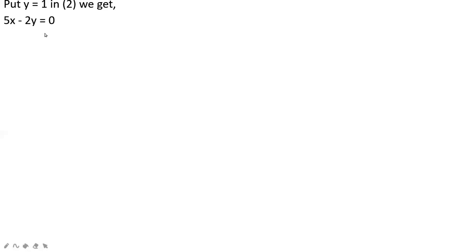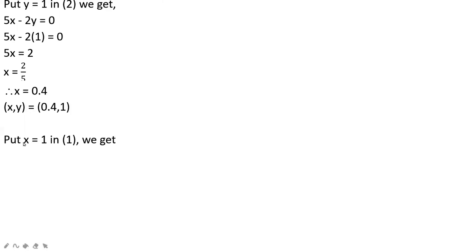So what will we get for x comma y? We will get x comma y as 0 comma 0. That is the origin. So that point we cannot take. So that is why in this equation we will not substitute x as 0 or y as 0. Instead, we are substituting y as 1. So we get 5x minus 2 into 1 is 0. So we get 5x is equals to 2. So our x is 2 by 5. So our x is 0.4. Therefore, x comma y is 0.4 comma 1.